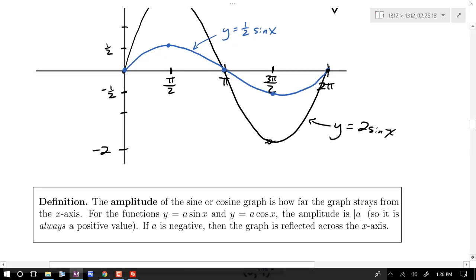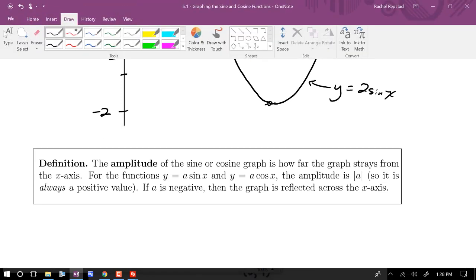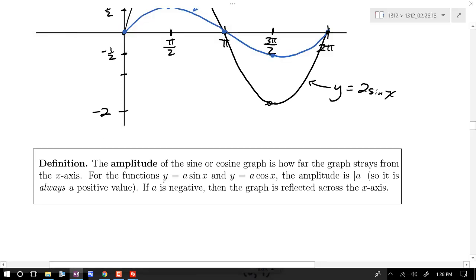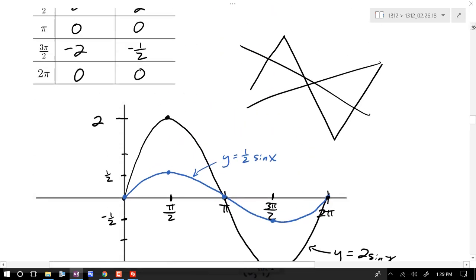And so if we're graphing something that looks like a times sine x or a times cosine x, right? So just the sine or the cosine graph, but I've got a number out in front. That number out in front, the absolute value of that number is the amplitude. The amplitude is always just how far it's strayed. It's always positive. If it's a negative number in front, that just means that it's also reflected across the graph.